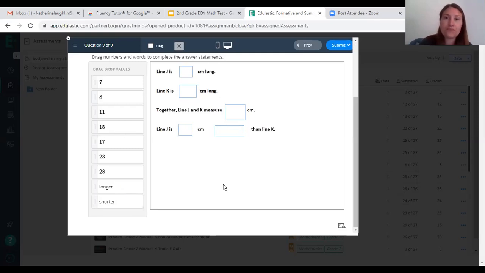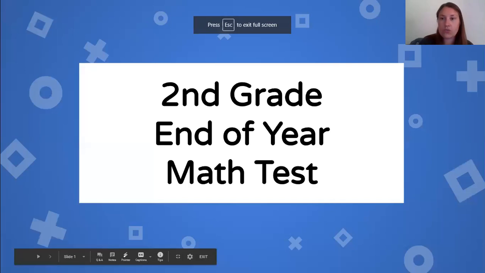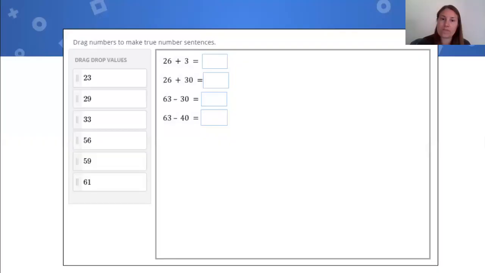Okay? So I'm going to switch over to this real quick, and I am going to zoom in on some of the problems that are on this test just to give you some more helpful tips. So where it said drag numbers and make true number sentences, Mrs. Jones talked about this in her review video the other day, and she said that these were related problems, that if you know one problem, you can know the other one easily.